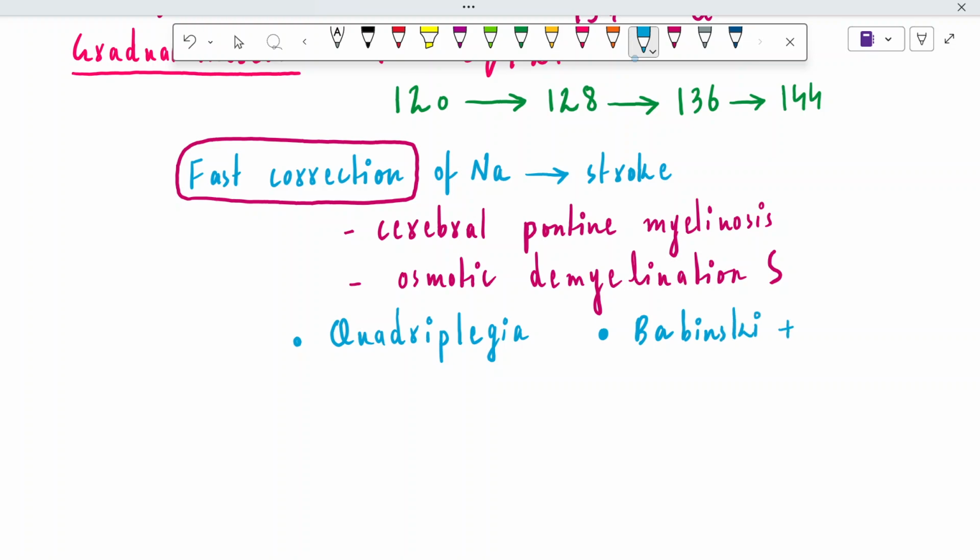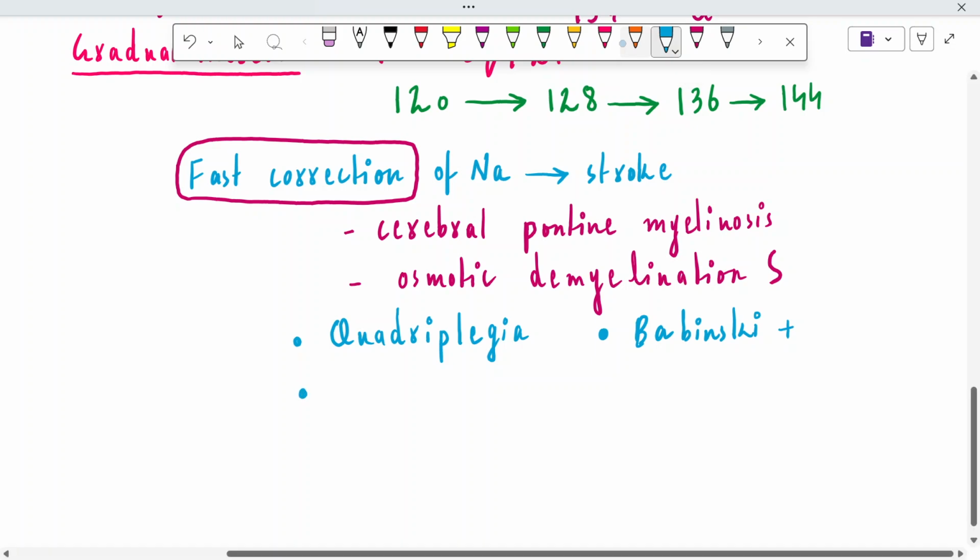It is normally positive only in infants and neonates. Babinski is when we stroke the sole of the foot, the big toe will move upwards and the other toes will fan out. This is the Babinski sign. Mostly positive in neonates, but in cerebral pontine myelinosis, this sign will also be positive in adults.